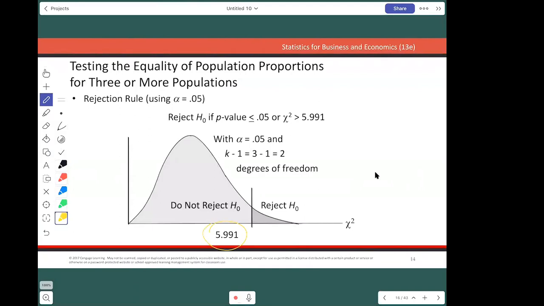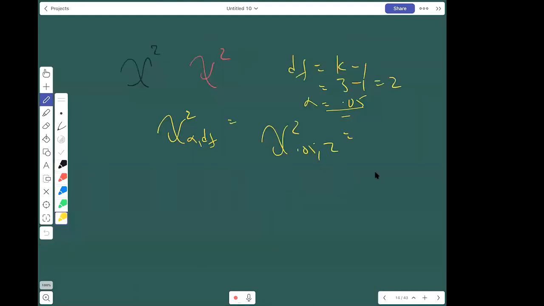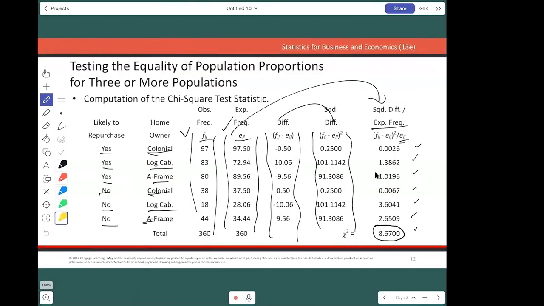5.991, with degrees of freedom of 2. Area in the tail is 5%, alpha 0.05. So I'm going to show you what that distribution looks like very shortly. But we get 5.991. So you can see now that 5.991, which is our critical value, is actually smaller than our chi-squared value, which is 8.67.